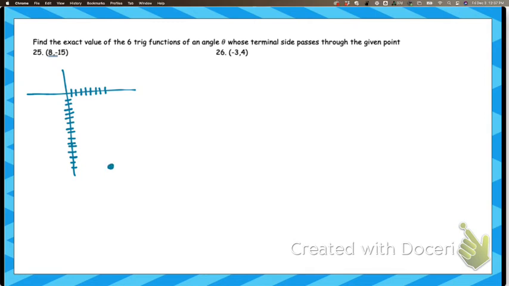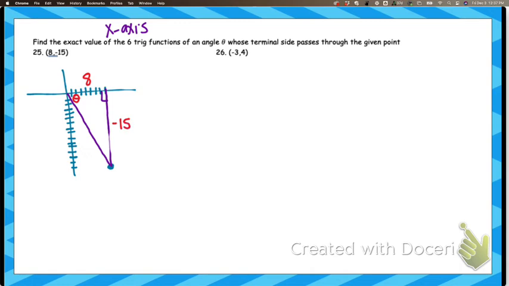I'm going to draw a line that goes to that point. That's the angle. And then I'm going to connect it to the x-axis. And that makes your right triangle. Then we also draw a theta on the x-axis. All right. Then we label our points. And remember, this time we can include potential negative values. So I went to the right 8, but I went down 15. Because I went down 15, I'm going to label it as a negative.